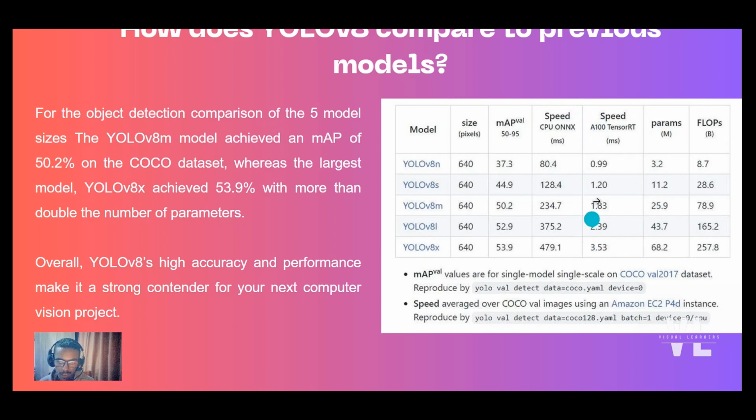And here you can see the speed on CPU and on TensorRT, and here you have the mean average precision. All of them are using the same image size so that it is a fair comparison. And you can see that the number of parameters has almost doubled from here to here, but the accuracy is higher.